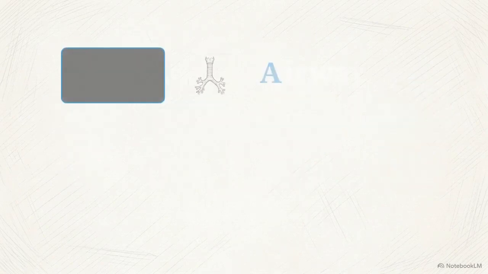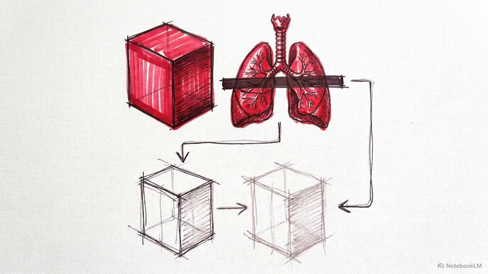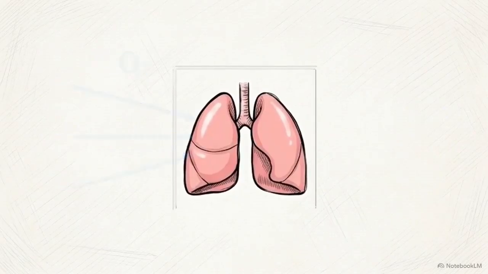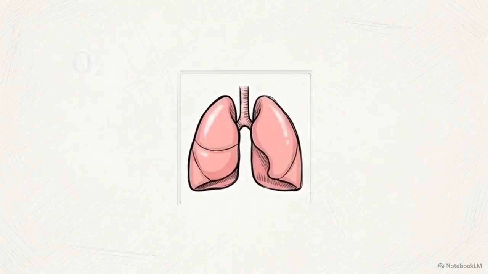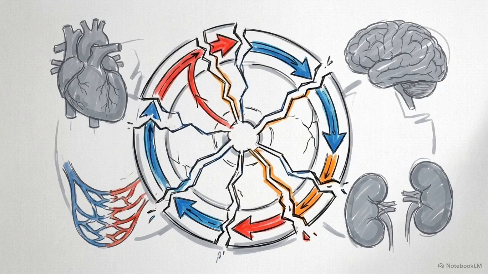Every decision follows the ABC framework: airway, breathing, circulation. If the airway is closed, nothing else matters. Within that framework, gas exchange, the movement of oxygen in and carbon dioxide out, dictates the timeline of your response. When gas exchange fails, organs shut down.